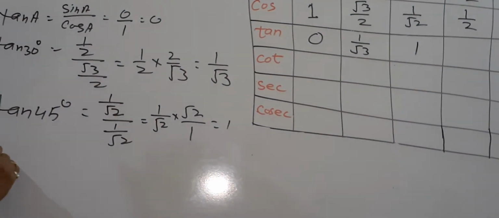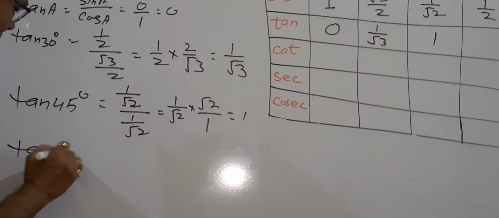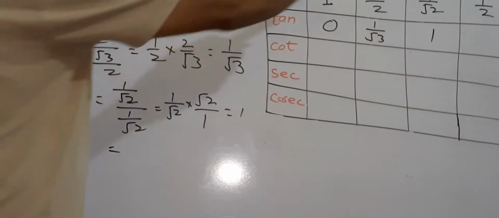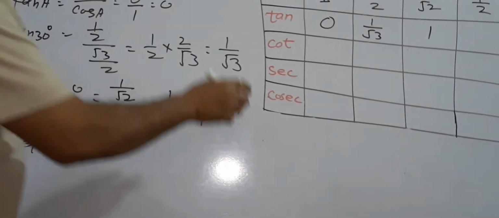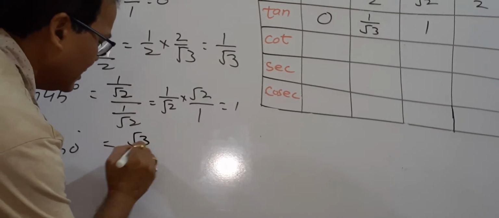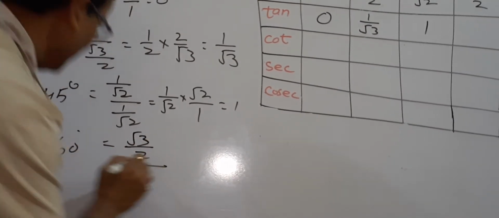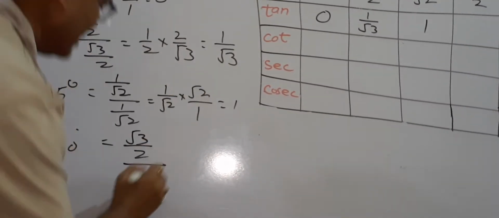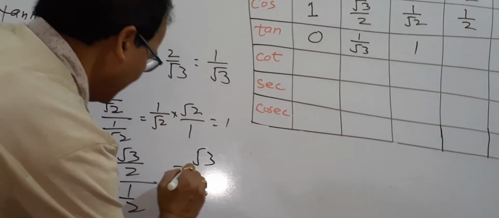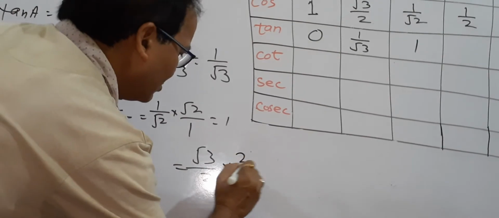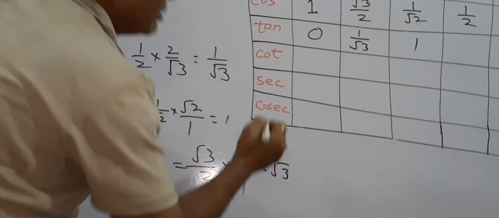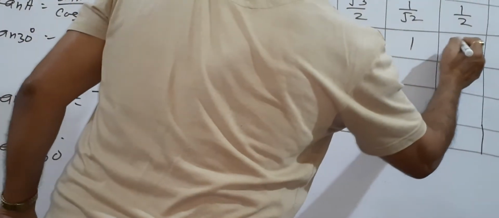Similarly, if you go for tan 60 degree, tan 60 degree means sine 60 degree by cos 60 degree. Sine 60 degree is root 3 by 2, divided by cos 60 degree, which is equal to half. How will we write? Root 3 divided by 2 into 2 by 1. So 2 will be cancelled, and your result will be root 3.